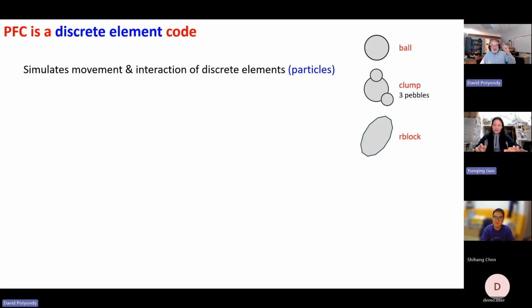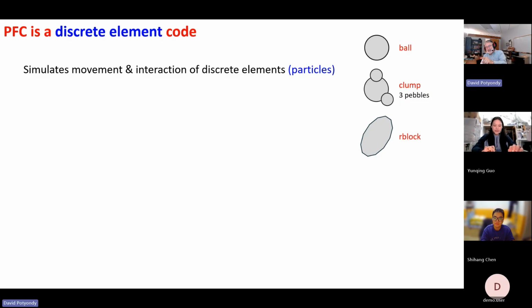So yeah. If you created a computer program where you could do bowling, that would be a discrete element program because you have discrete bodies, which are the pins, and they can move around and they can bounce against each other and all these things. That's what I mean by this movement and interaction.